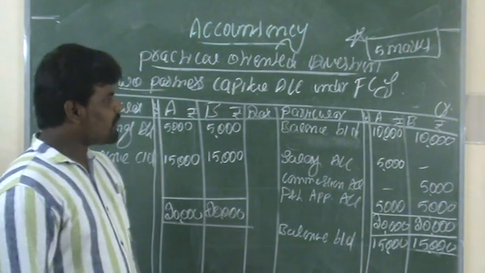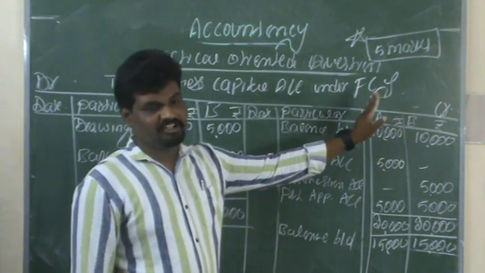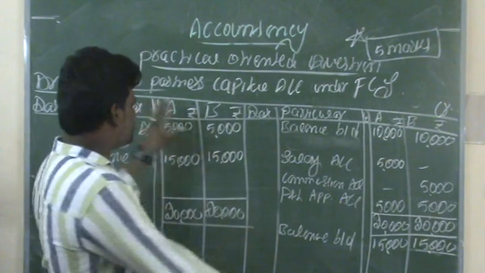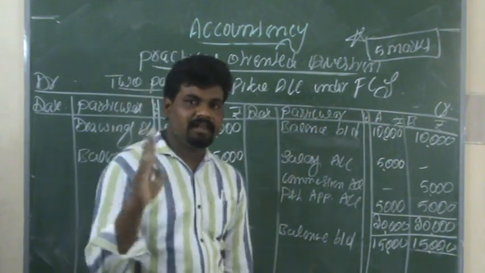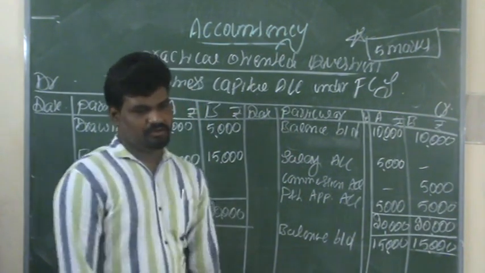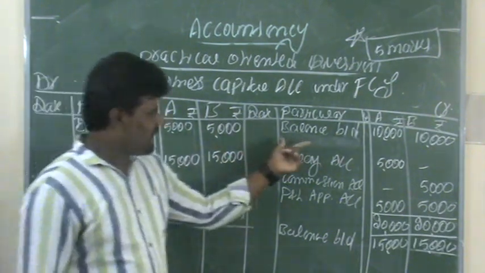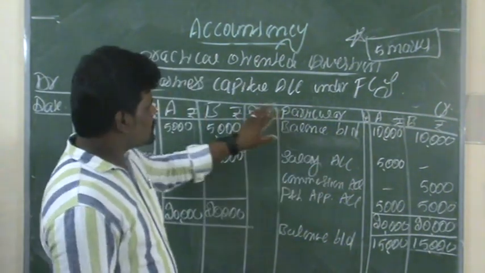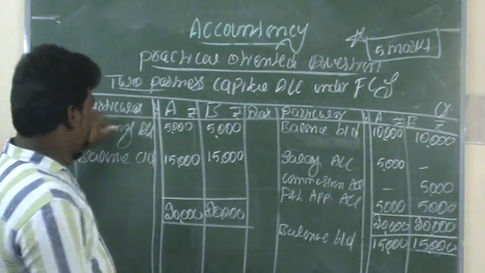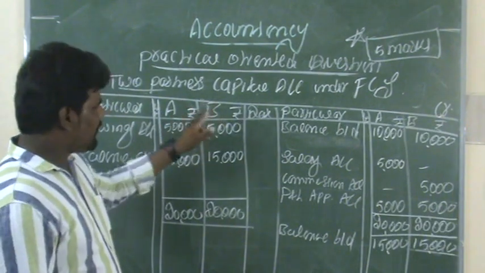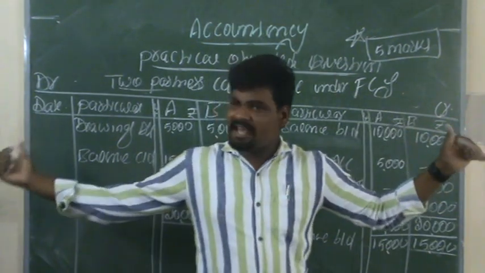So at the time of preparation of partners' capital account when the capitals are fluctuating, the format is the same. There is not much difference compared to partners' current account. So here we just need to change some values only. In the preparation of 2 partners' capital account, the account is the same: debit side partner A and partner B, again credit side partner A and partner B.